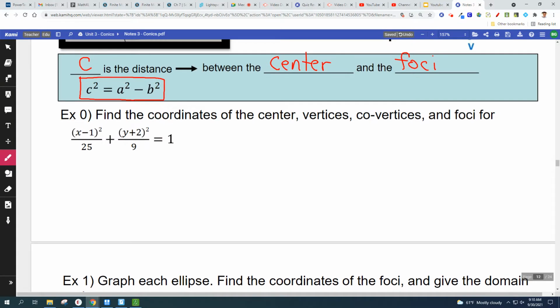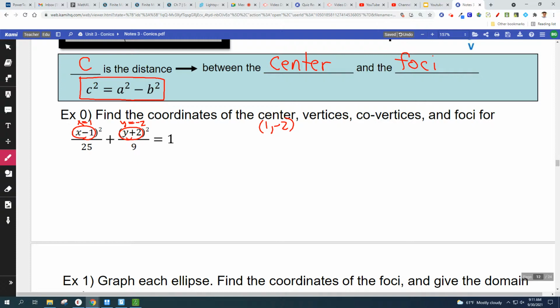Example 0, find the coordinates of the center, vertices, co-vertices, and foci for this equation. The center should be easy because it's the exact same thing as what we've done in the past. For the center, we're looking at what number makes 0. Well, x equals 1 makes 0, and y equals -2 makes 0 right there. You can see it, and so we know the center point is the point (1, -2). Next, the vertices, the co-vertices, and the foci.